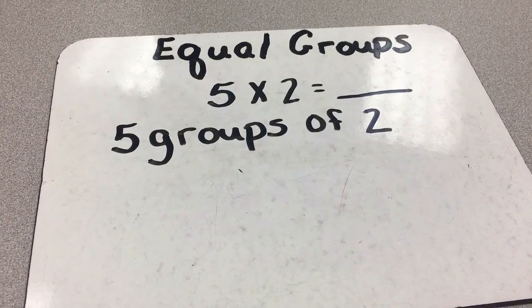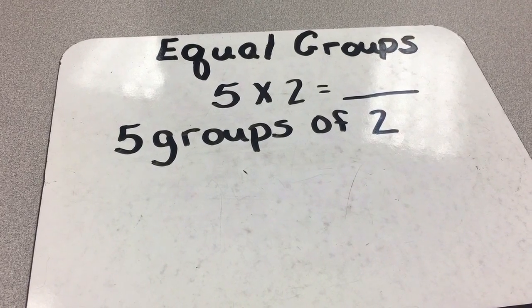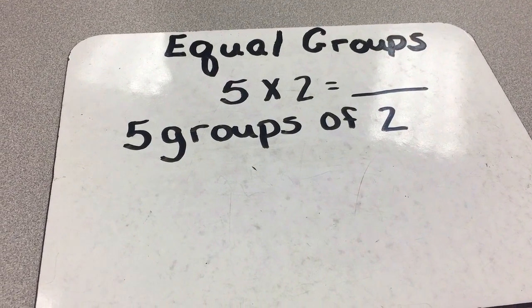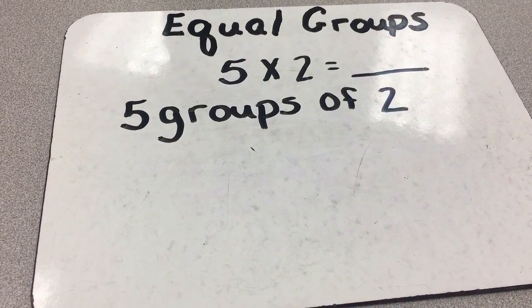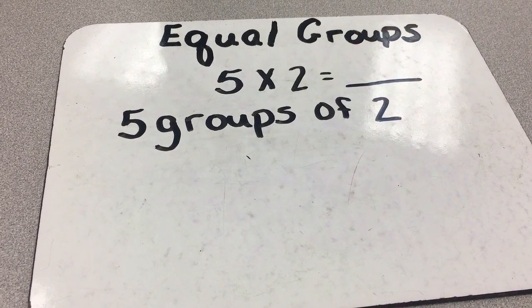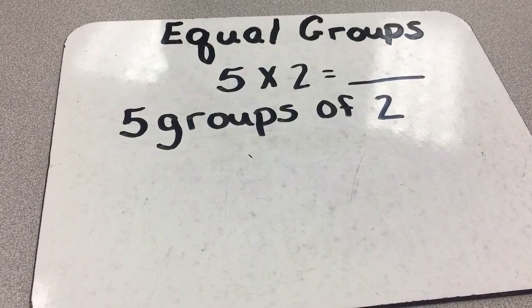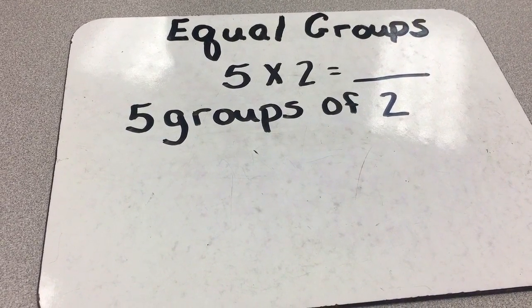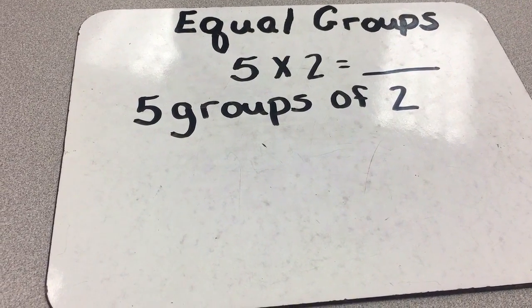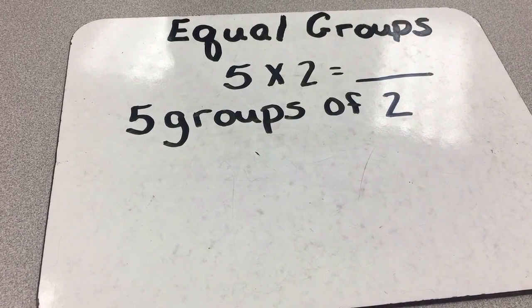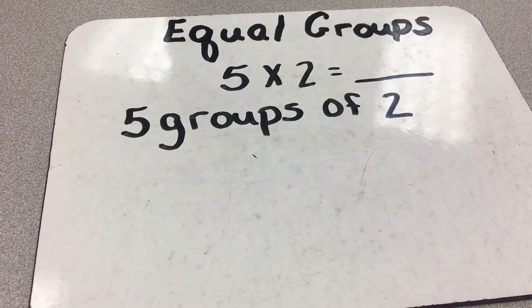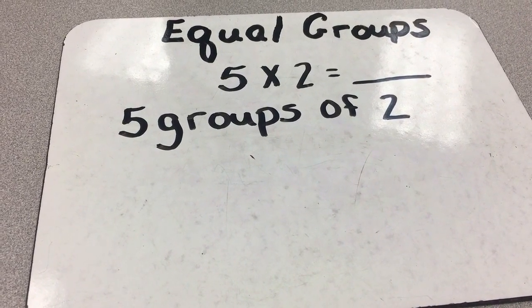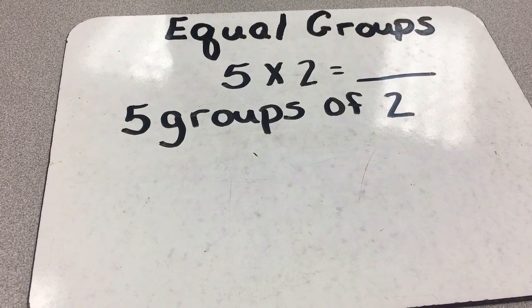The first strategy that we are going to look at for multiplication is the strategy of equal groups. So for example, in the equation 5 times 2 equals blank, all we're really saying is that we have 5 groups of 2. There could be 5 boxes with 2 books in each box, or 5 baskets with 2 pieces of fruit in each basket.